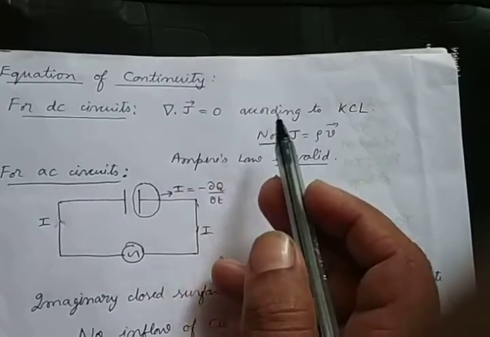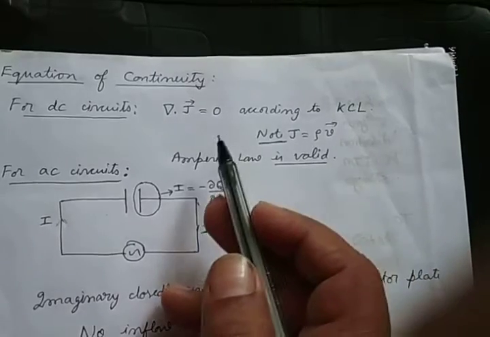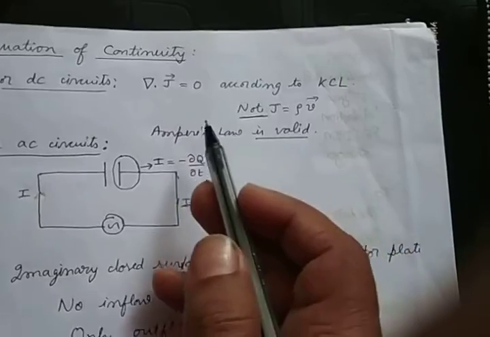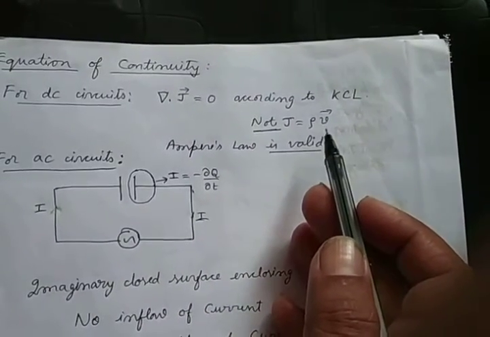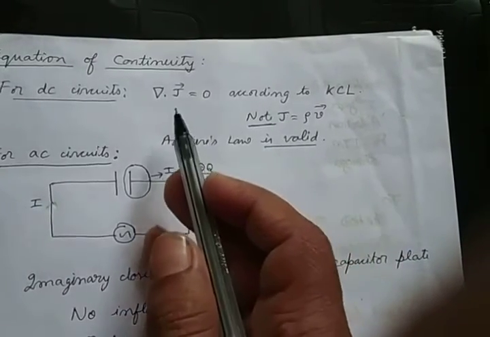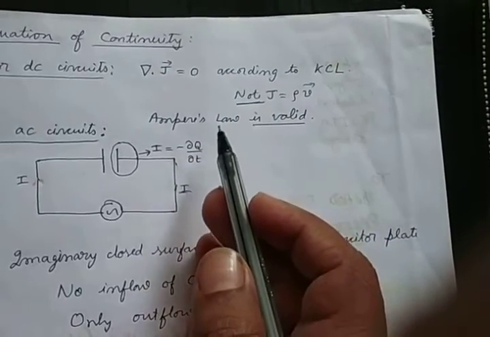This is true according to Kirchhoff's current law: whatever the inflow of current is, it is equal to the outflow of current. We can write J bar as the charge density times the velocity vector. And this divergence of J bar equal to 0 is also true according to Ampere's law.